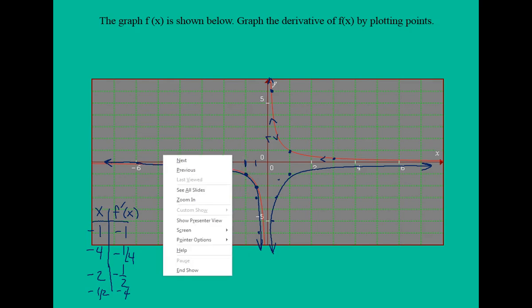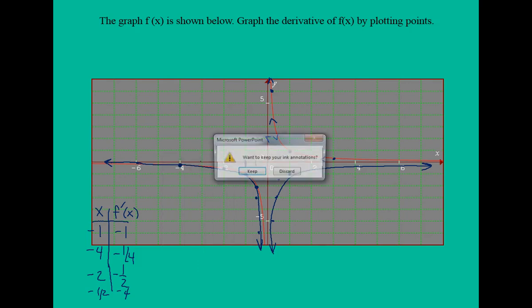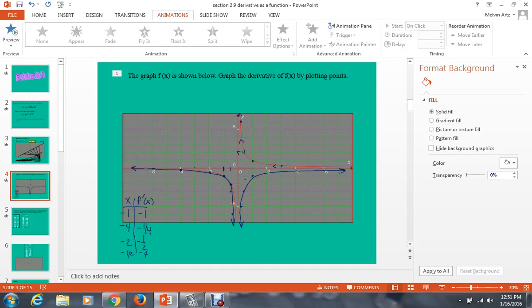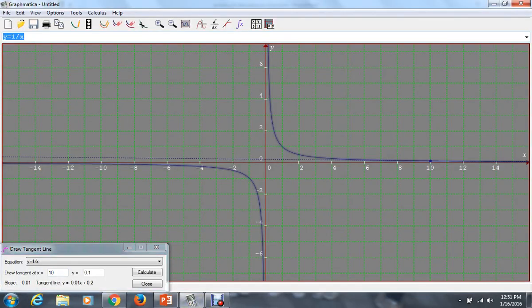Now let's go back. The program that I just used will draw in the tangent line, or the graph of the derivative function. So let's see if we can, there's the derivative, very similar to what we did when we plotted points. So the yellow graph would be our f prime of x.